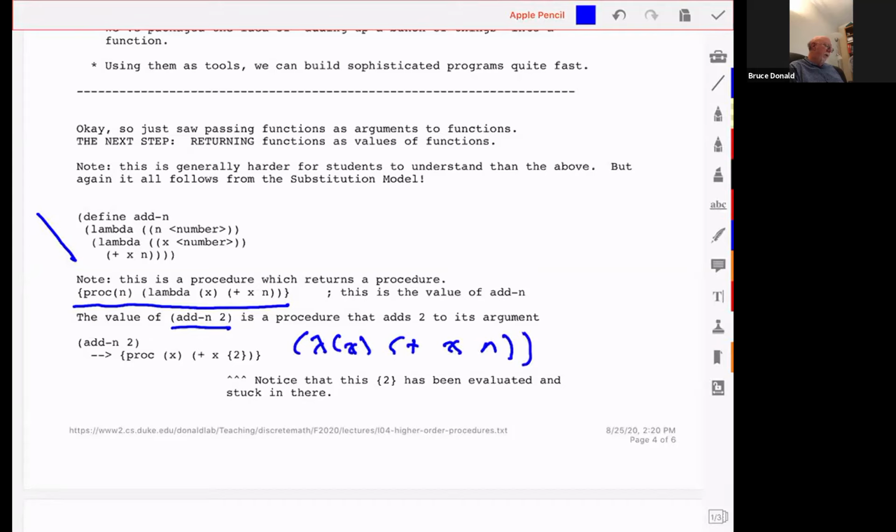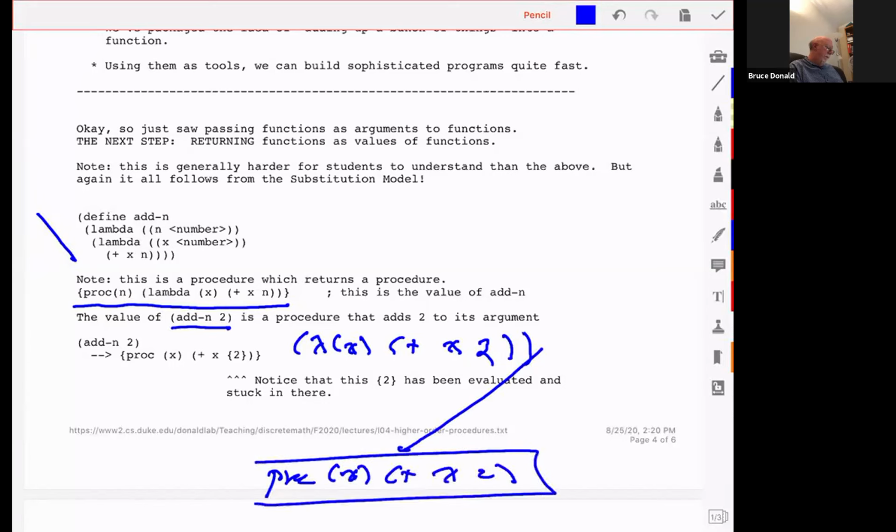So when we apply this with 2, we now have to do the substitution model, which I think of as erasing. So what we're going to do here is replace, i.e. substitute a 2 for the n like this. And then this thing returns this procedure object here, which I'll write down as proc x plus x 2. And this is, again, just the same notation as here, one typed, one written. So the key thing is if you ever get confused by these things, just use the substitution model and it'll always tell you what's going on. But you have to get good at the substitution model so that you can do this.